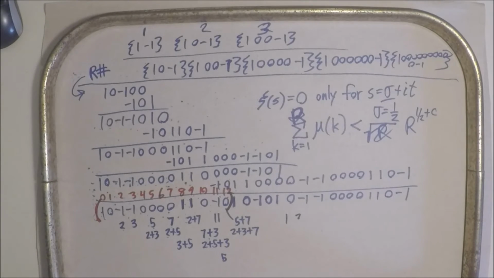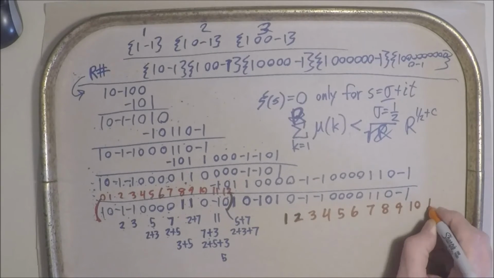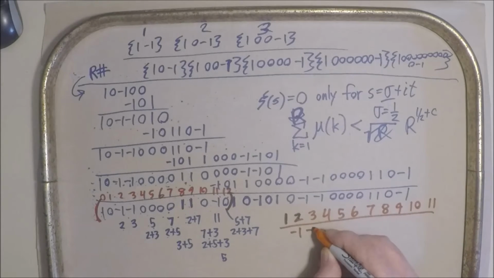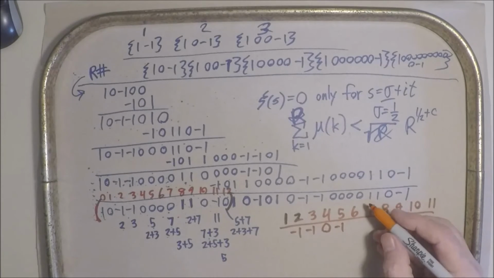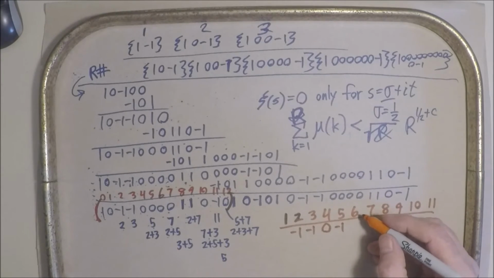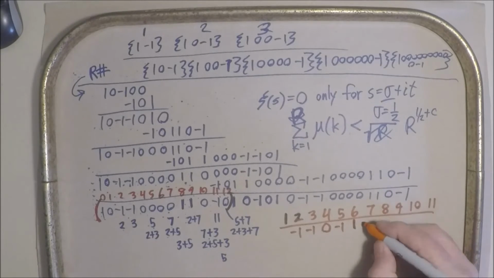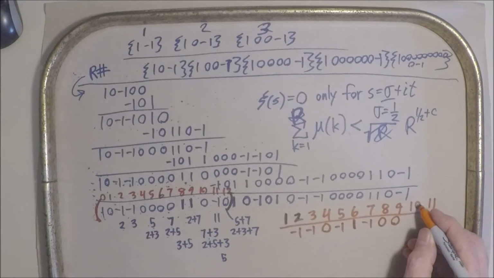A different sequence, obviously, but let's look at mu k. 1, 2. 2 is square free, 3 is square free and prime, 4 is not square free, 5 is negative 1, 6 is 2 times 3. It's square free, but it has 2 factors, so that's going to be a 1. 7 is a negative 1, 8 is squareful, 9 is squareful, 10 is 2 times 5, so this is a positive 1, 11 is a negative 1, etc.